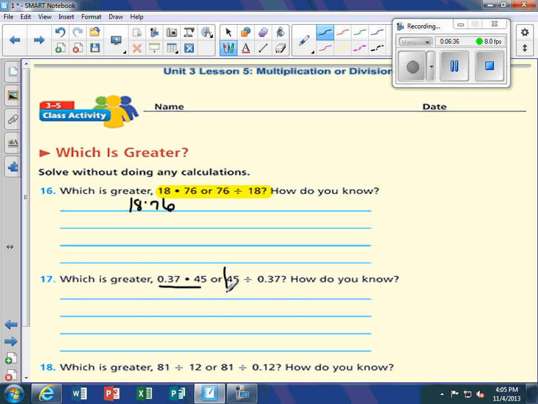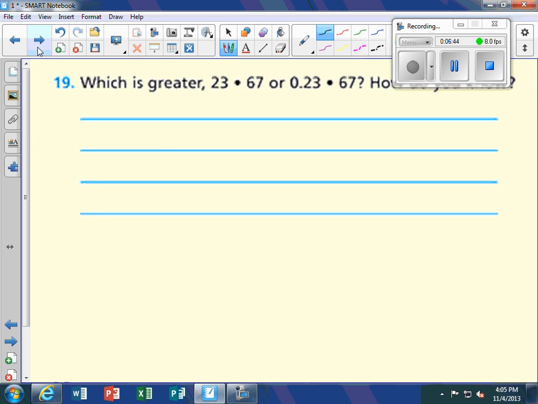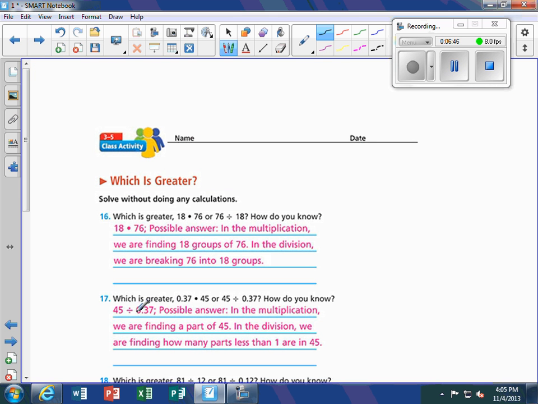Hopefully you're starting to recognize that if you look at this problem, it says which is greater, 45 divided by 0.37. Why? Let's look at it here. 45 divided by 0.37. In multiplication, we are finding part of 45, because it's part, 37 hundredths. In division, we are finding how many parts less than 1 are in 45. How many parts less than 1, 37 hundredths, which is less than 1, are in 45.